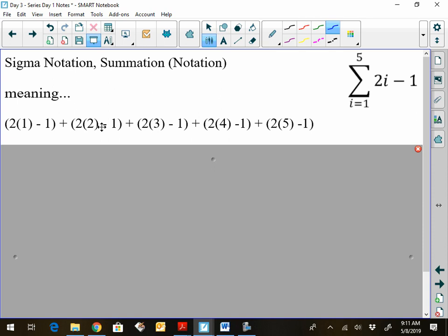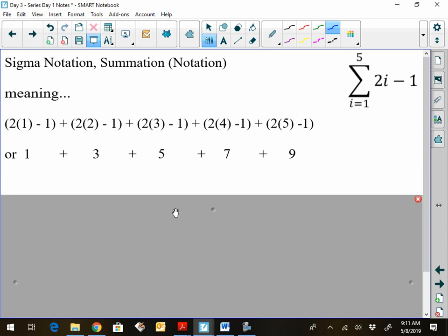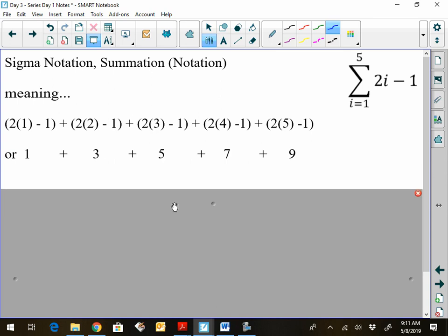And then we add that to our second term. So 2 times 2 minus 1, we add it to our third term, and our fourth term, and our fifth term. And we're only inputting the numbers from 1 to 5. So we see that we get our numbers back that we started with, right? So 2 minus 1 is 1, 4 minus 1 is 3, 6 minus 1 is 5, and so on. So this is another way to write our values out. And this is another common way that you would see this written.